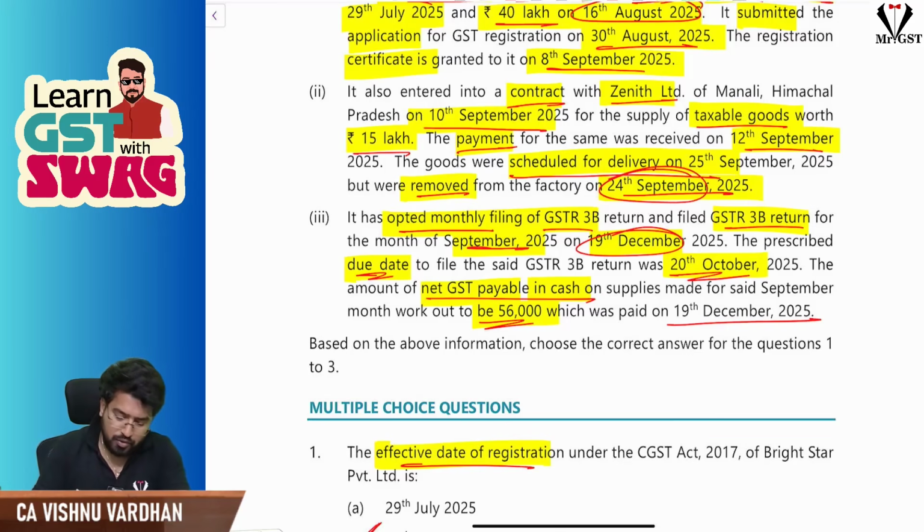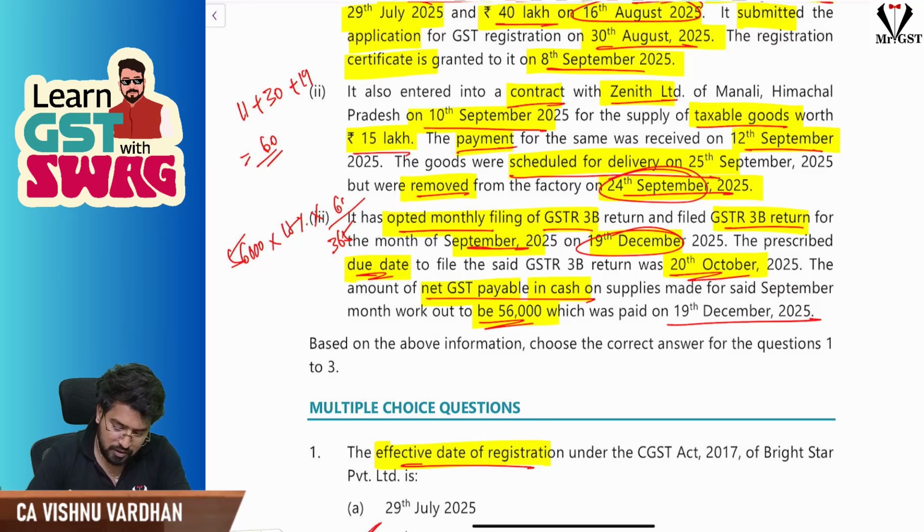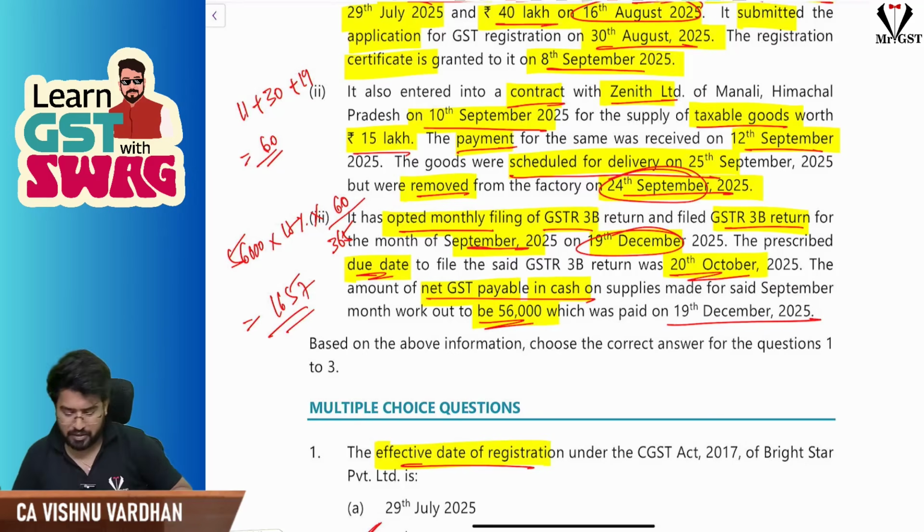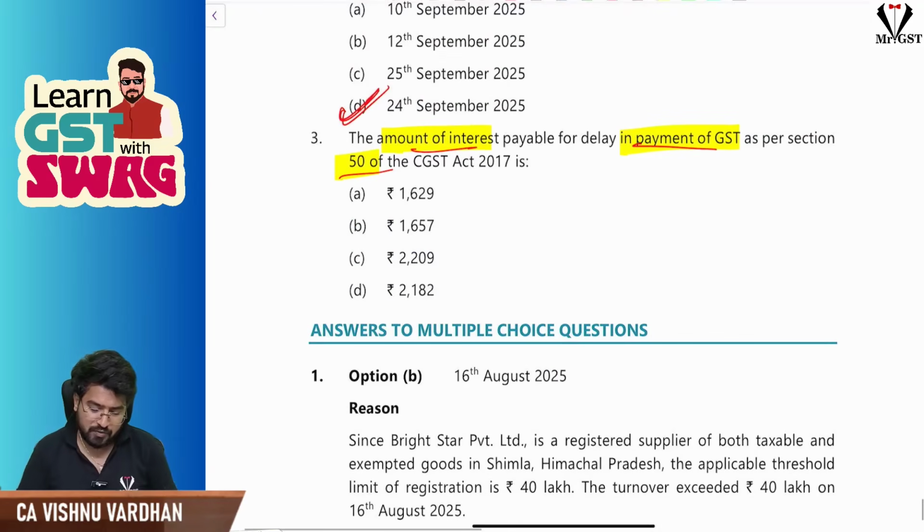Clear? So 56,000 into 18% into how many days? 3 divided by 365 days. How many days? You should calculate from 20th October. In October, still 11 days are there. November 30 days and December 19 days. Total, you will get 60 days. So the answer will be 1656.9 something. So 1657 will be the interest.